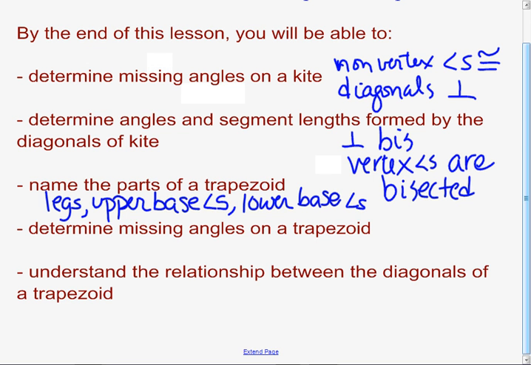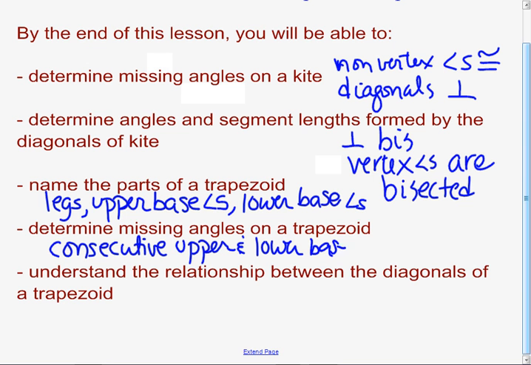Determine missing angles on a trapezoid. We know that consecutive base angles, upper and lower, because it has to be one from the top and one from the bottom, base angles are supplementary.